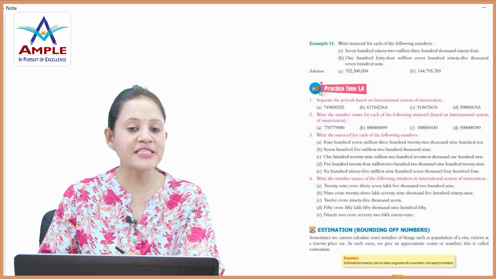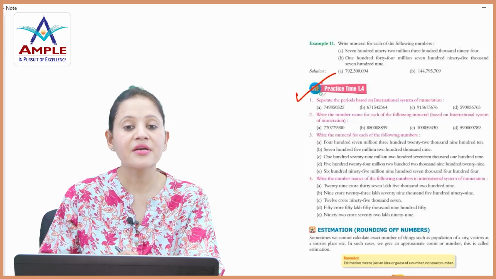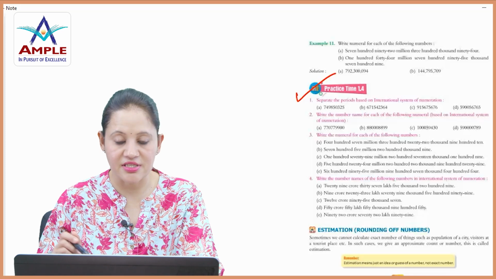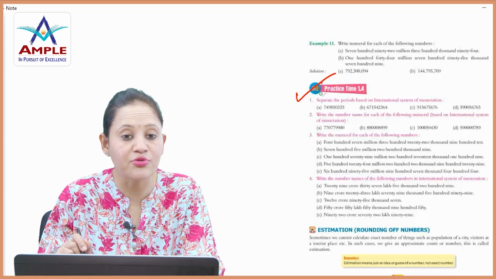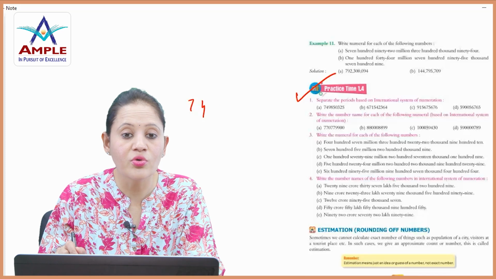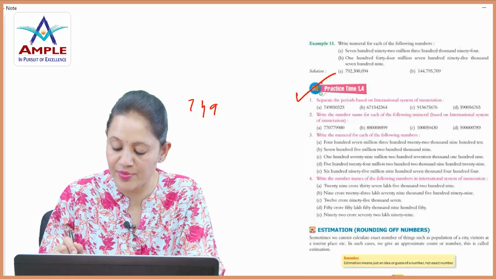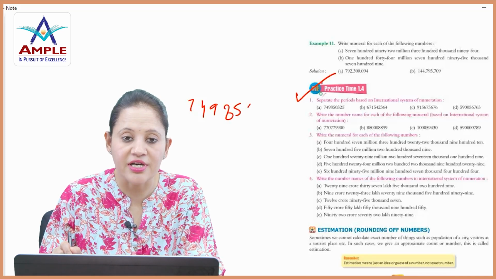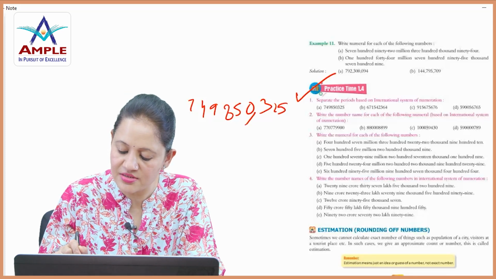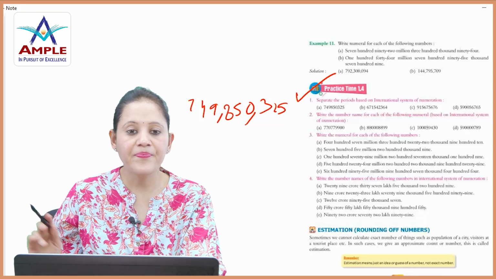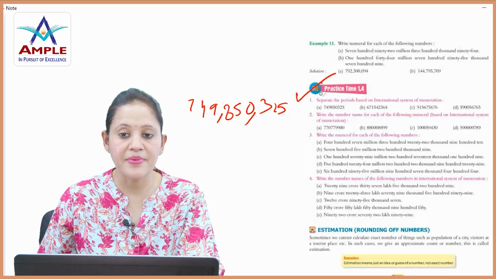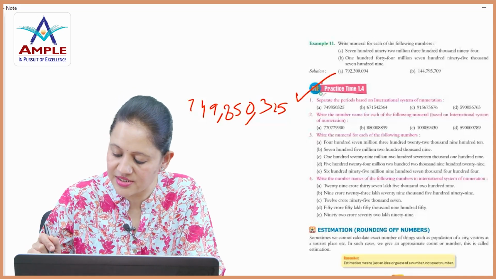Next is practice time 1.4. Separate the period based on the international system of numeration. So we have to separate and put the commas according to the international system of numeration. So first we'll write the number. Start from the right hand side, first comma, second comma. Clear?